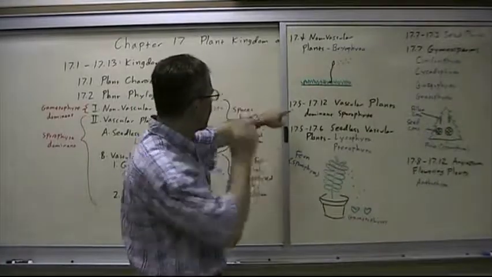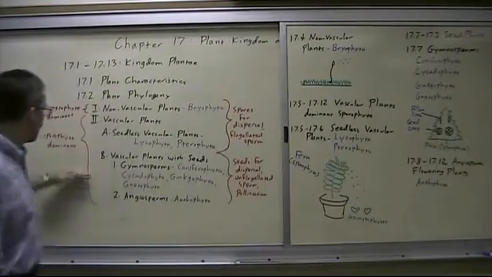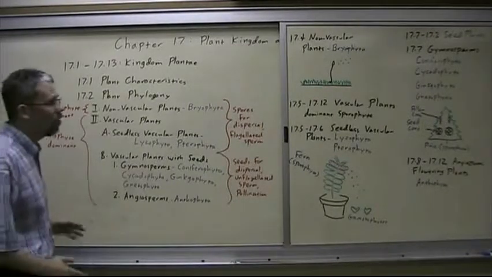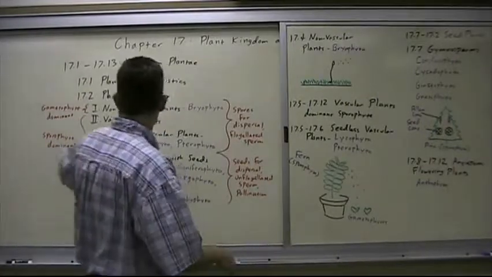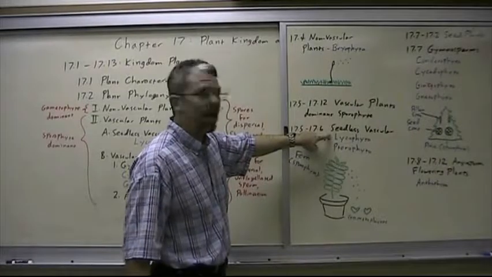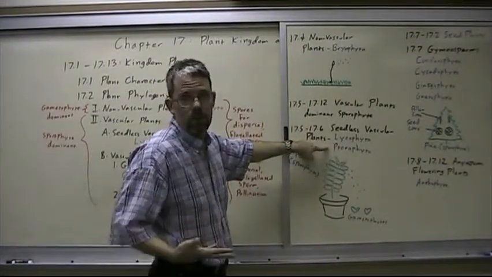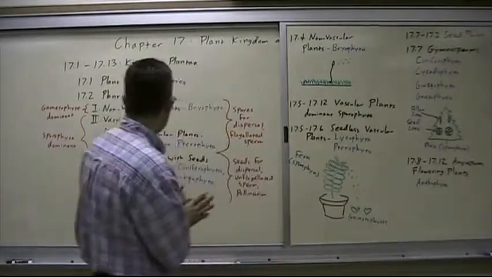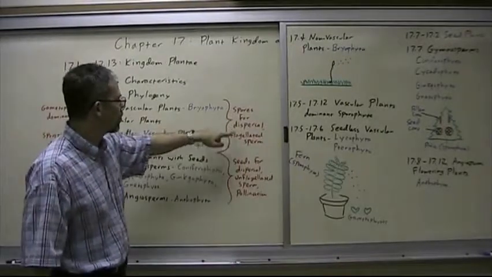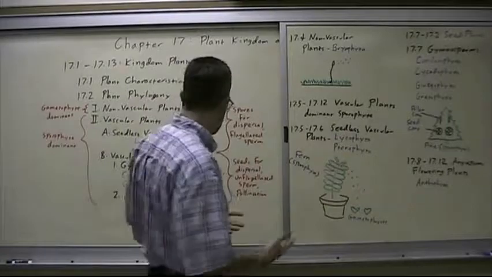Now, sections 5 through 12 are the vascular plants. In all vascular plants, the sporophyte is the dominant stage. Okay, in all vascular plants. Now, among the seedless vascular plants, we have the phylums Lycophyta, which are the club mosses, and the Pterophyta, which are the ferns and whisk ferns and horsetails. Now, like their cousins before them, they still use spores for dispersal. They still have flagellated sperm requiring environmental moisture for fertilization.